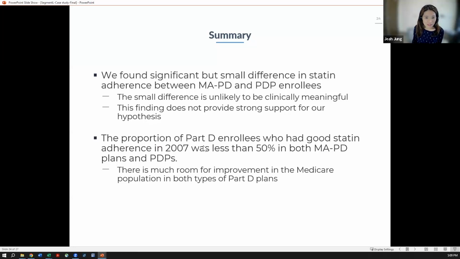But another finding is, and I don't think this actually applies in 2023 or 2021 or something, that the proportion of Part D enrollees in general, whether MAPD or PDP, who had good statin adherence in 2007 was pretty low. It was less than 50% in both MAPD and PDP plans. So we need to work more to improve medication adherence in the overall Medicare population.